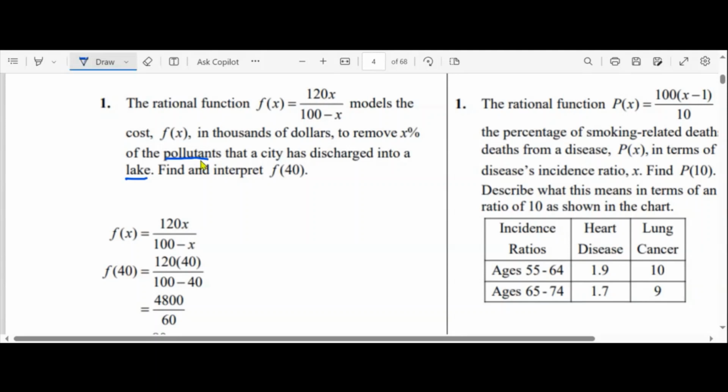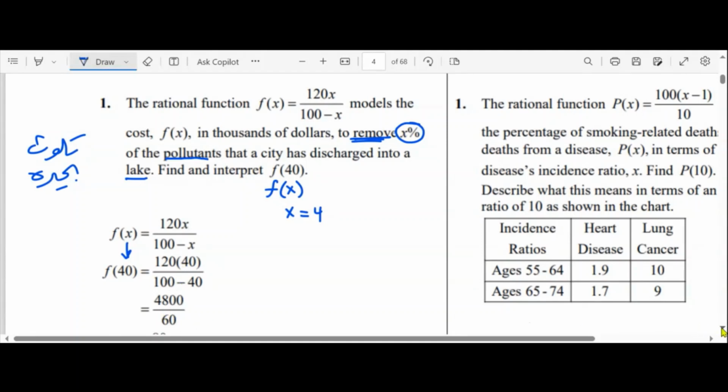Very good. What's pollutant or pollution? What does lake mean? So they want to remove x percent. So he said, find and interpret f of 40. So we know that it's f of x, right? So that means x equals how much? x equals 40. So I'm going to replace x by what? 40. Now I put 40 here: 120 times 40 over 100 minus 40.